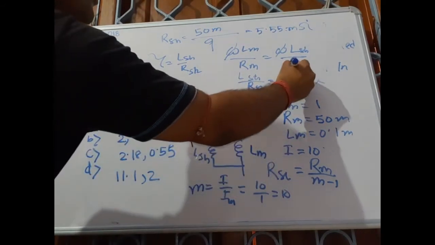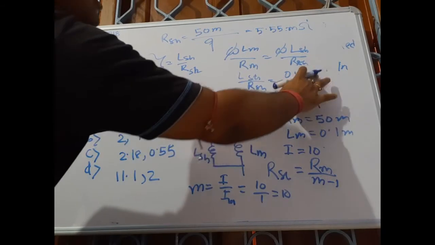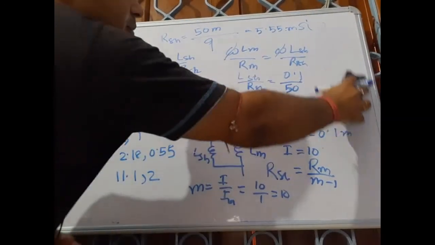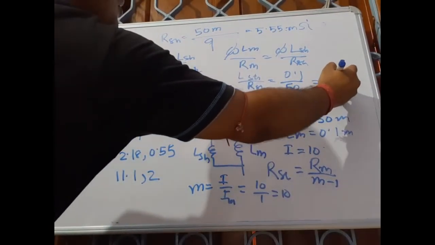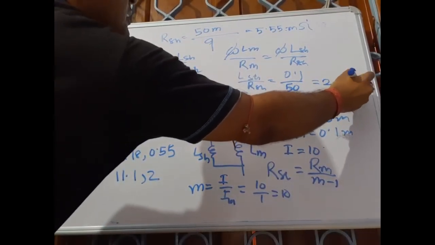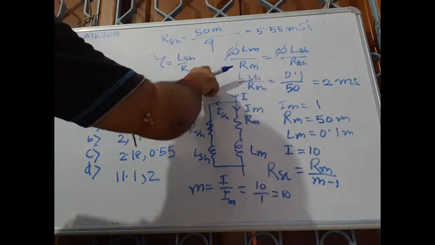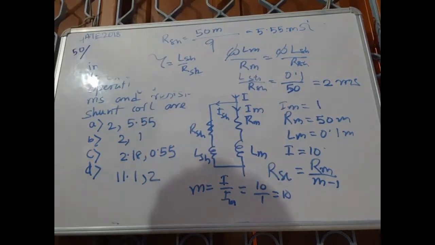Lm is 0.1 divided by 50. Both have milli, so we don't need to write the 10 to the power minus 3, and that is equal to 2 millisecond. So the time constant is 2 millisecond and the resistance of the shunt wire is 5.55. So the correct option will be option A.